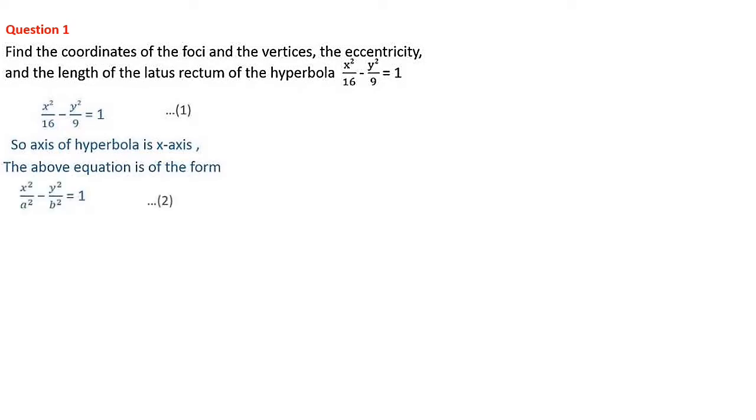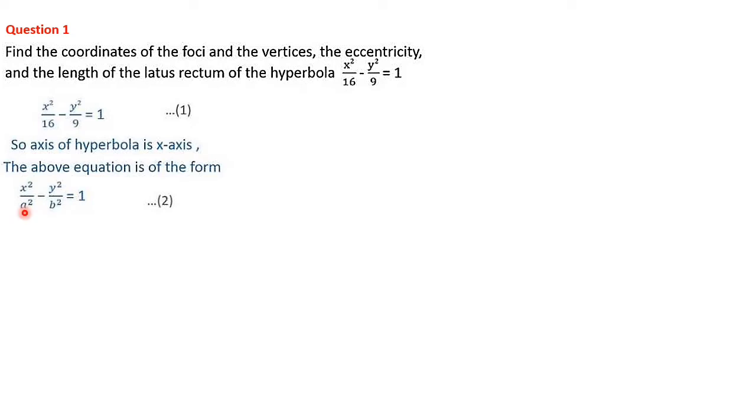For finding all these, the eccentricity, foci and vertices coordinates, we need a, b and c. So first of all, we need to identify the axis of the hyperbola, the transverse axis. The axis is the x-axis because the equation starts with x square. So this is in the form x square by a square minus y square by b square is equal to 1. Then we can compare equation number 1 and 2. First of all, you need to identify the axis. Then write the equation x square by a square minus y square by b square equal to 1 with respect to the axis.